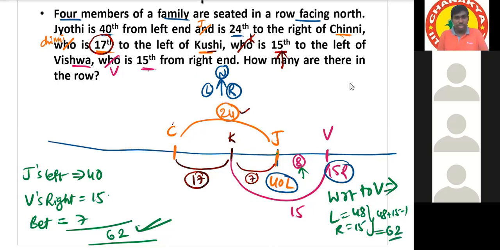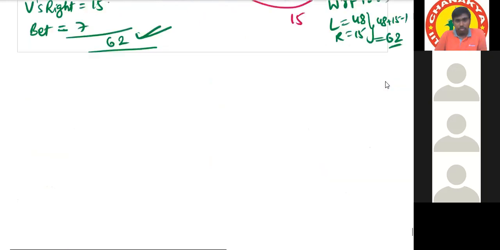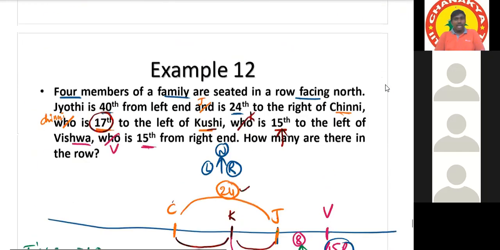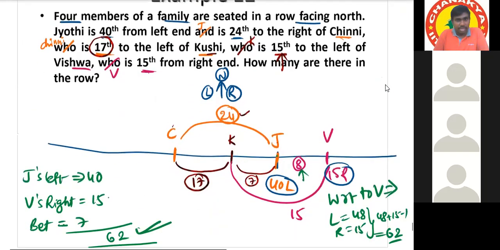Even with respect to Chinni, we will get the same answer. Kushi also will get the same answer, and Jyoti also. So these are nothing but seating arrangement questions, one row arrangement, but here the number of persons is more, and persons between is more. So this is the overall ranking topic. We have completed ranking. In the next class, we'll start blood relations.